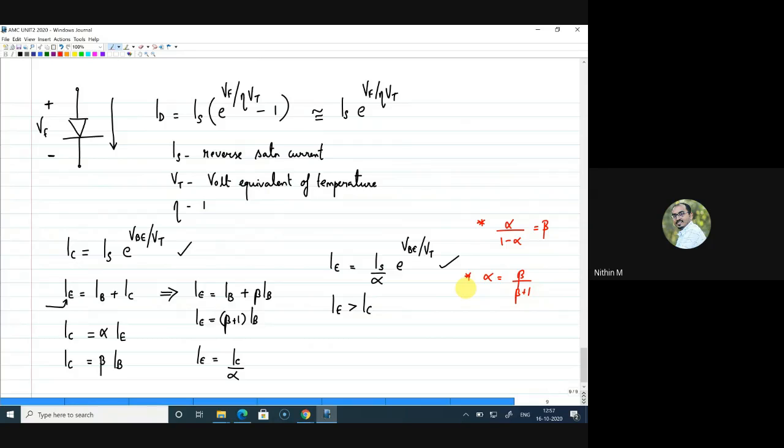Right. So I'll just give a simple exercise. Just calculate what is the alpha value for beta equals 50 and the alpha value for beta equals 150. You will see the difference in the value of alpha. Can you guys calculate and just put the numbers there?